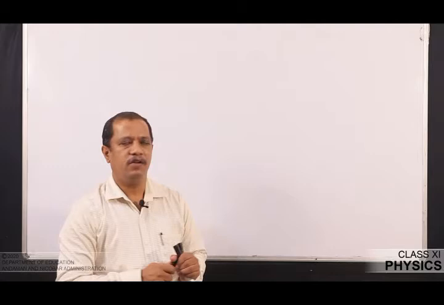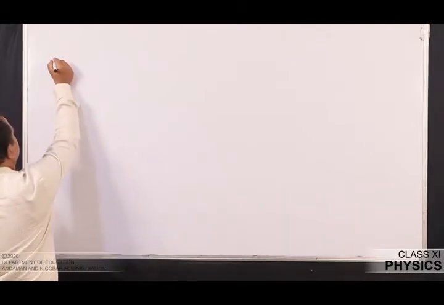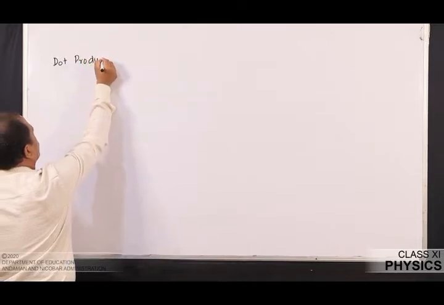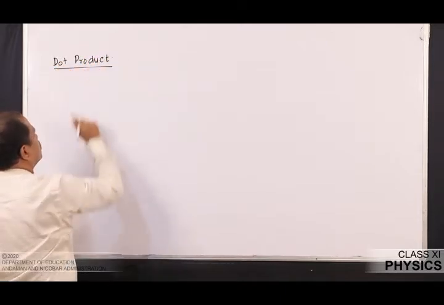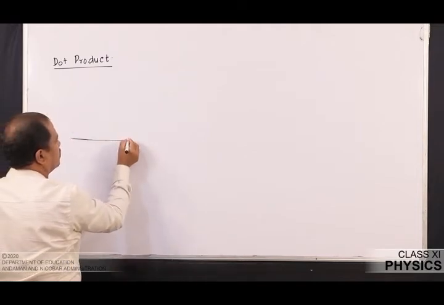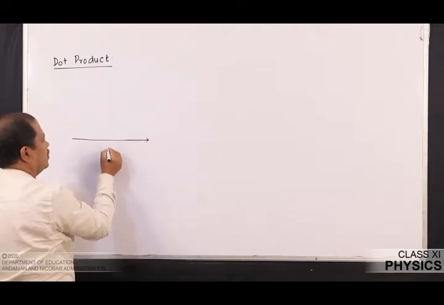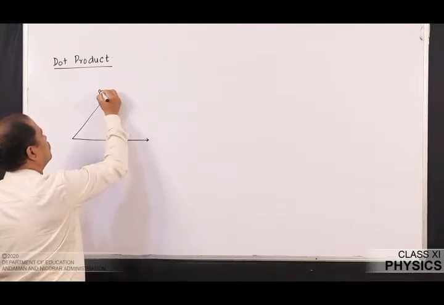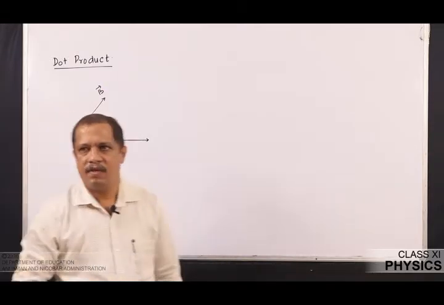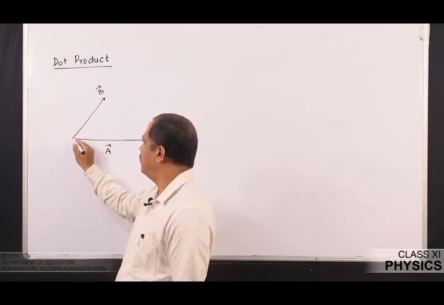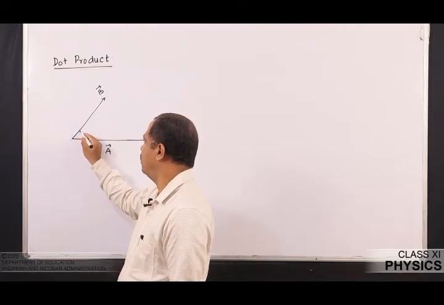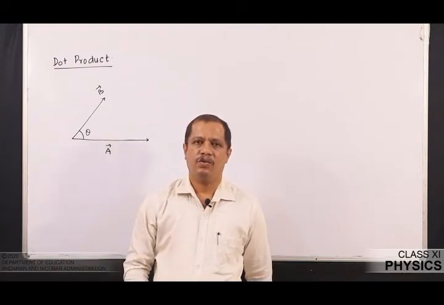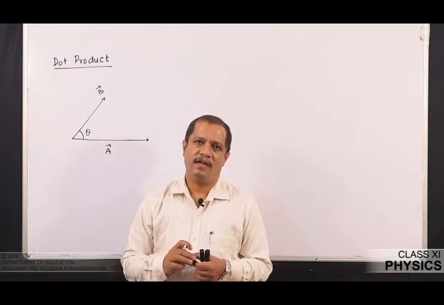Let's see how to find the dot product. Now when I say dot product, I need to find the dot product of two vectors. Say this is one vector A and this is another vector B. Already we have studied that when we have two vectors, if their tails coincide at one point, then this is the angle between them. So theta is the angle between vectors A and B.